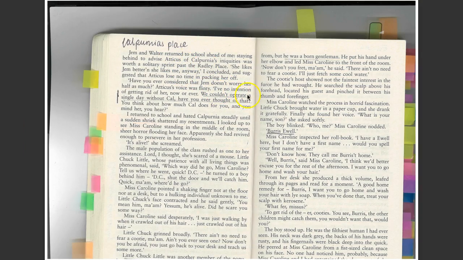All right, and it says, we couldn't operate a single day without Cal. Have you ever thought of that? Again, the importance of her place there.